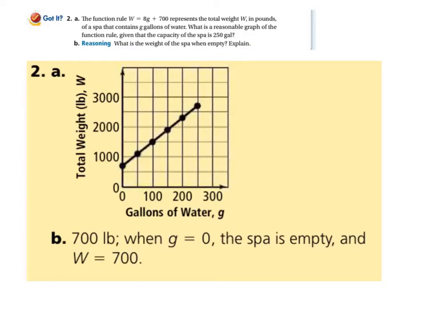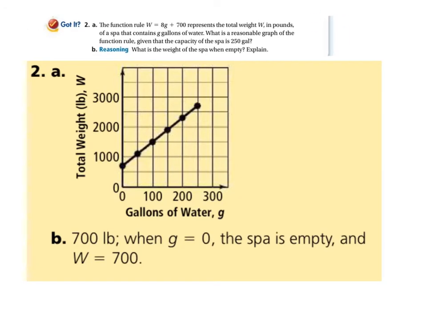Okay, similar to the last problem. This one gives us a function right here, W equals 8G plus 700, which represents the total weight in pounds of a spa that contains G gallons of water.